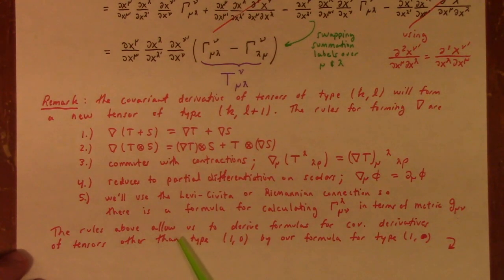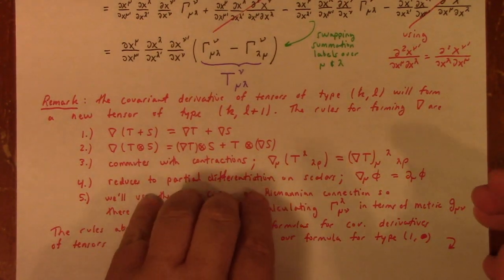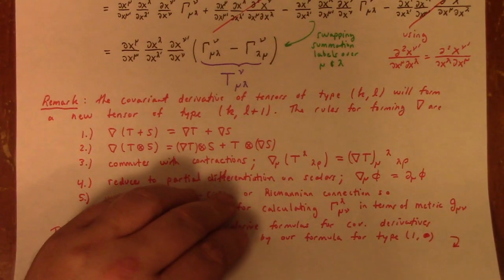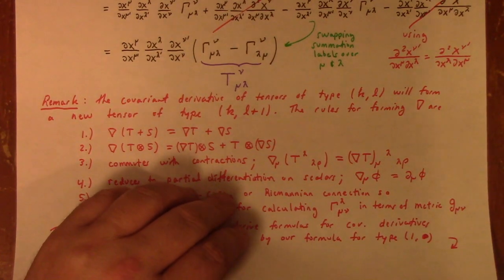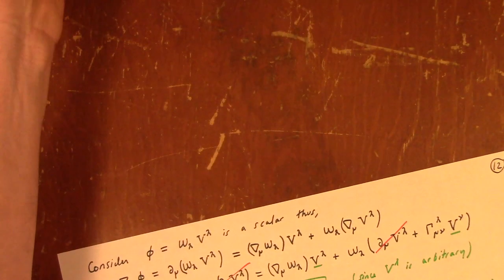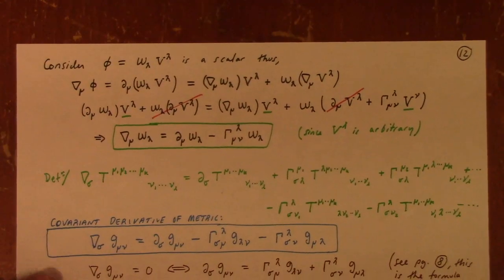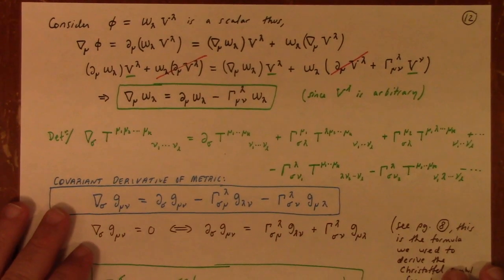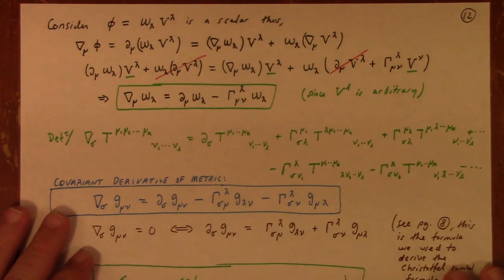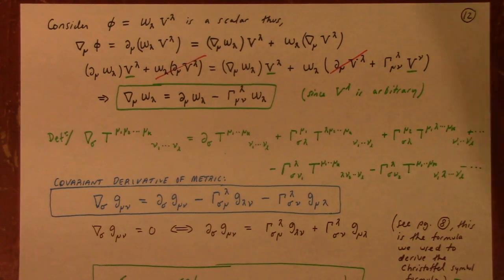So the rules above actually allow us to derive formulas for the covariant derivatives of tensors other than type (1,0) by our formula for type (1,0). And here, in some sense, I think Carroll exceeds Frankel in terms of scope. The concept of covariant differentiation that Carroll sets forth is more general than the one in Frankel, at least the part I was looking at, because Frankel's pretty much focused on the lowest order of these ideas, and being careful and formal about it, of course, but it's more of a math book.